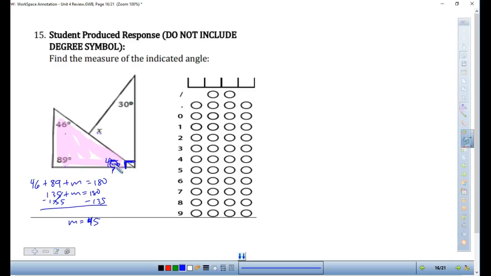So if this is 45 right here, this is 45, and this is 90, then 45 and what would add up to 90? So you could do 90 minus 45, and you'd get 45. So this one's also 45. So now it's pretty easy to figure out what x is, because in this triangle we've got x plus 30 plus 45 equals 180.